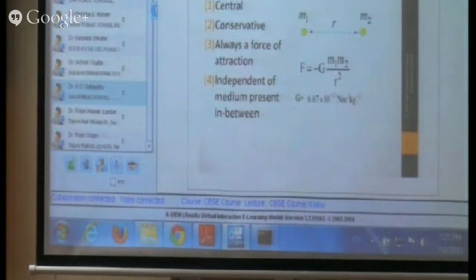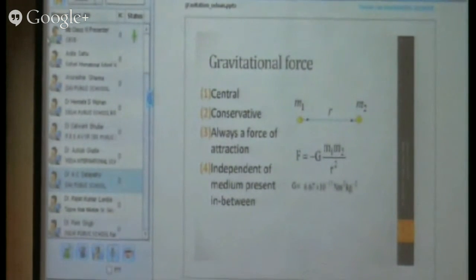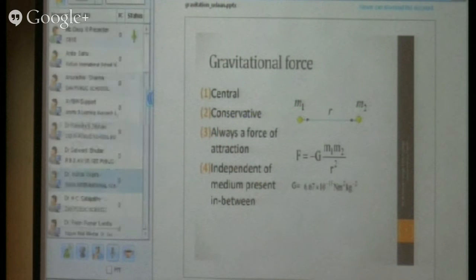This is important. This force is always a force of attraction. We don't know even today why it's so. Why not we have a gravitational force of repulsion? I'm not going into this in detail, I'm leaving it. And one more important thing regarding the forces, that this force is independent of the medium present in between the two bodies. If I have these two bodies in free space, that means in vacuum, then even then this force is same. Or I put these two bodies in water, or maybe I put any sheet in between, the gravitational force between the two will remain exactly the same.